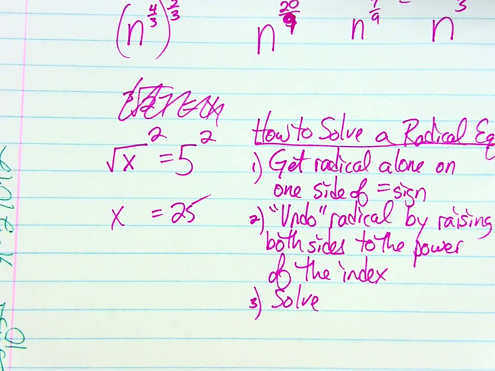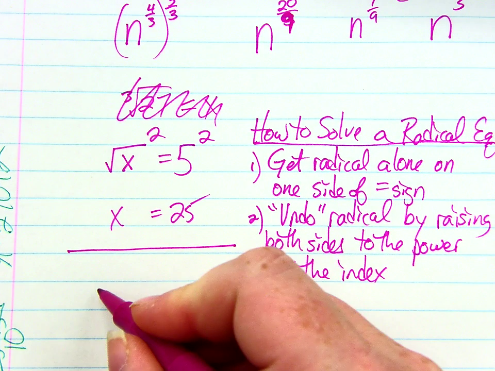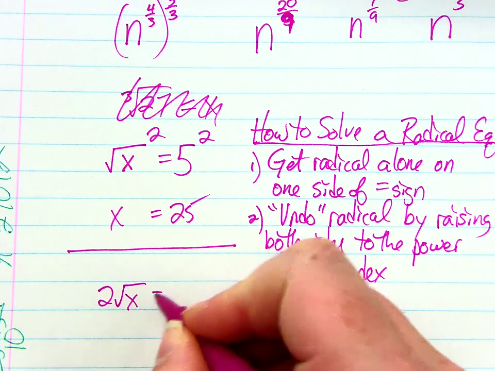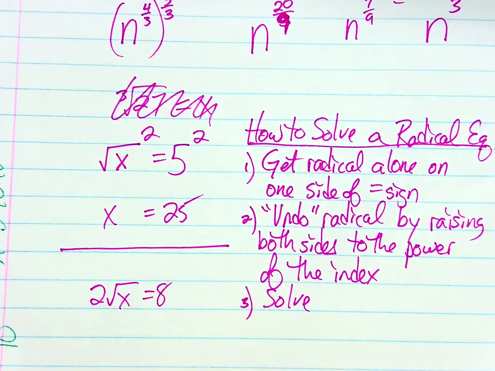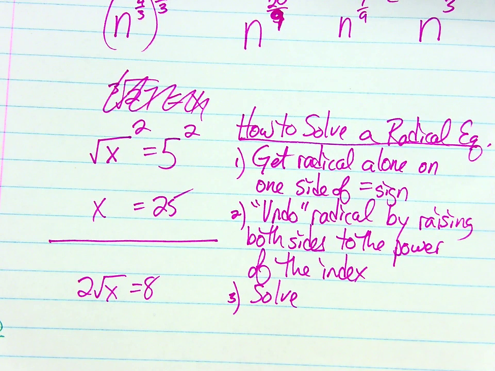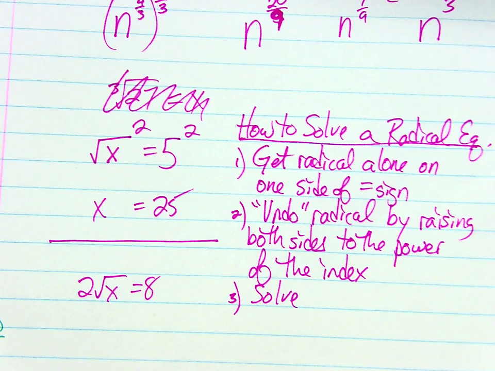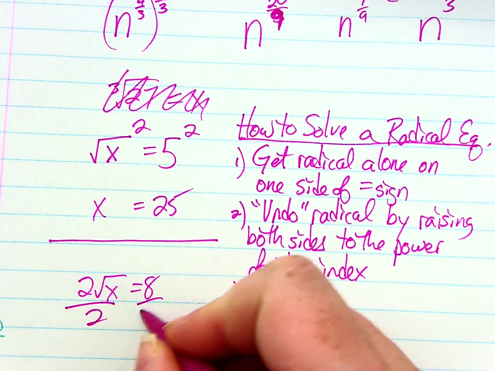So another example. Number 2 has 2 root x equals 8. Well, according to step 1, I want to get the radical by itself, which means I would do what with this thing? Divide both sides by 2. I cannot stress this enough. So often kids just square both sides and they call it a day. That's actually not technically wrong, but you're probably going to mess up in the way that you do it, so don't do that. Just divide both sides by 2.